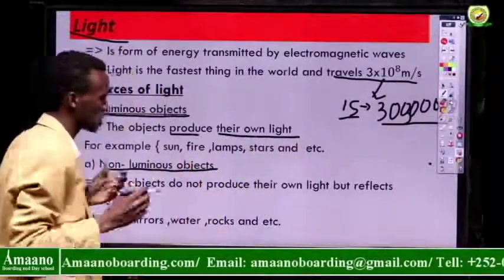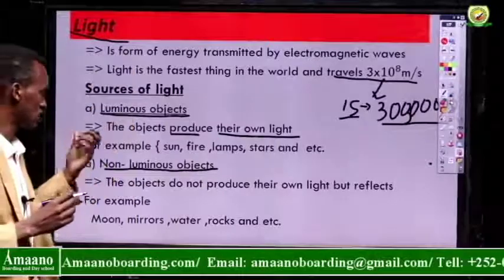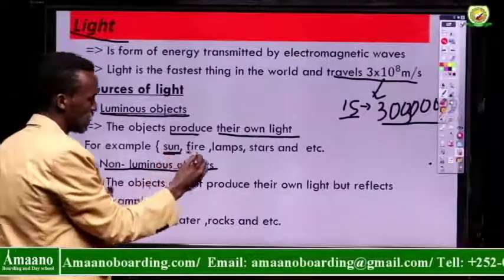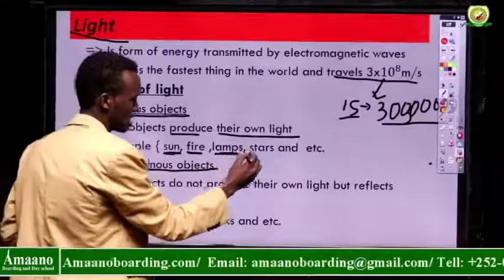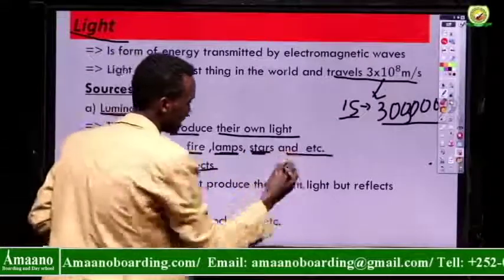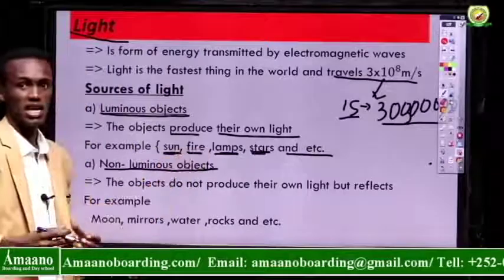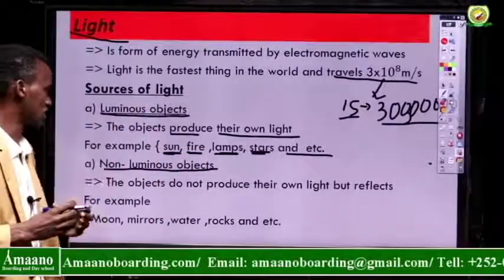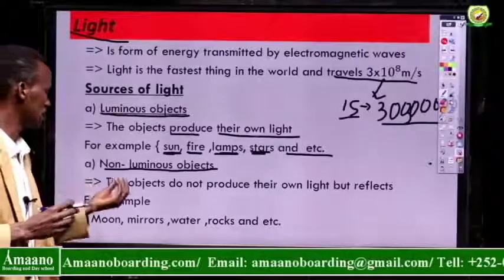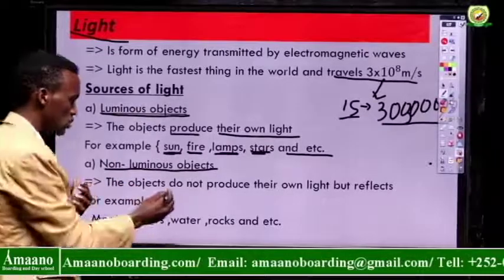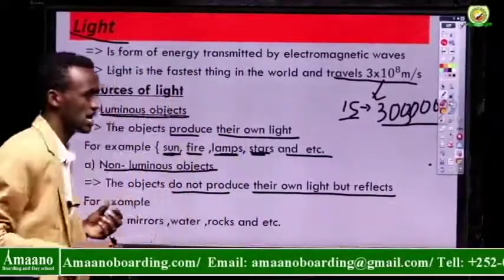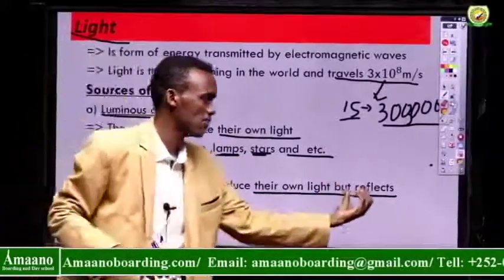Luminous objects are the objects that produce their own light. For example, the sun, fire, lamps, stars, and etc. All of them produce their own light, so they are luminous objects. Non-luminous objects are the objects that do not produce their own light, but they reflect light.